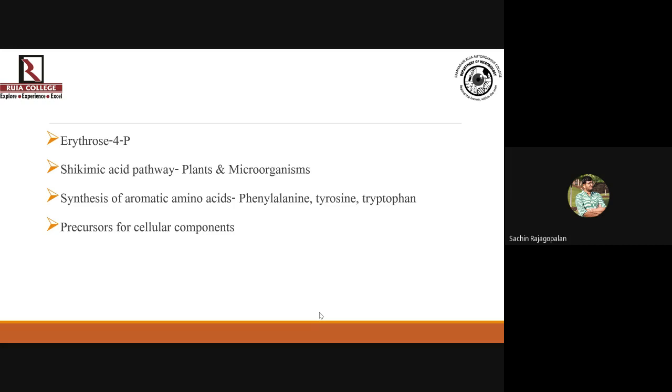acids. Other than these, several other components of the cell can be synthesized using erythrose 4-phosphate. So it acts as a precursor for other cellular components also.